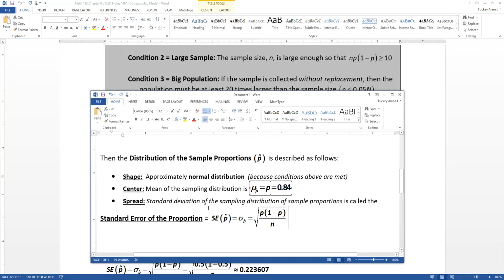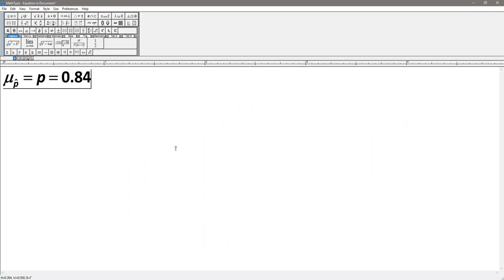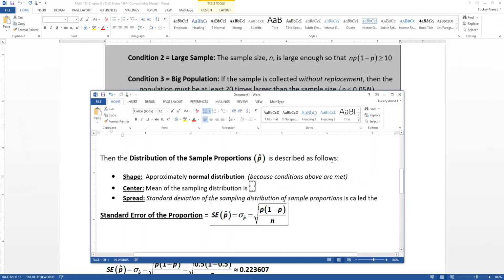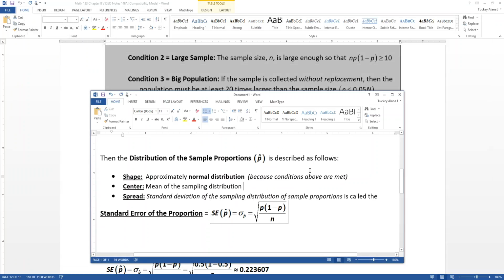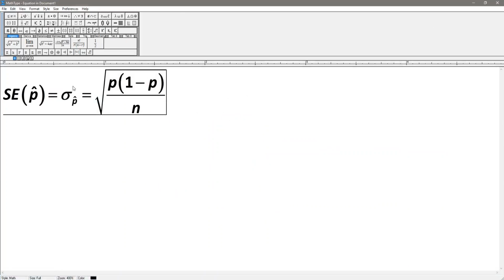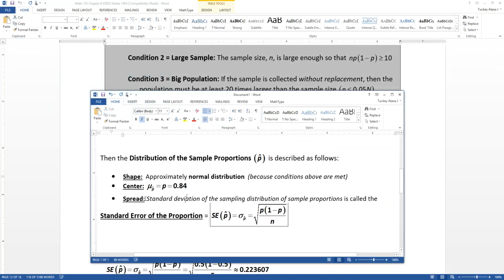All right, now we need the standard error. That will be our spread. So the center is mu p hat, which is equal to p. Then I need the standard error. The standard error is going to be this sigma p hat, which is the square root of p times 1 minus p over n. So this is going to be my standard error. That will be the spread.